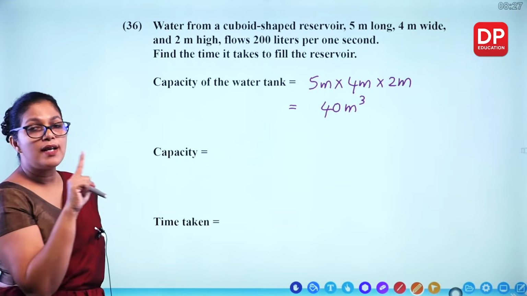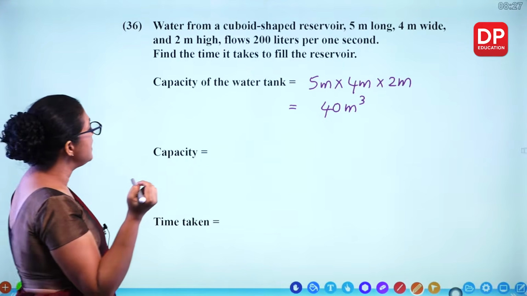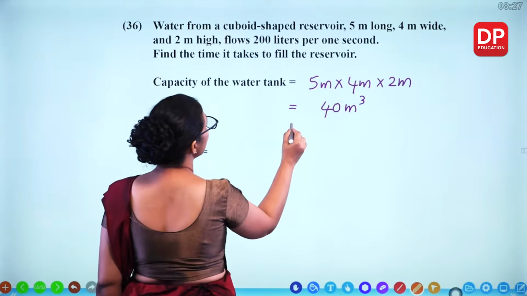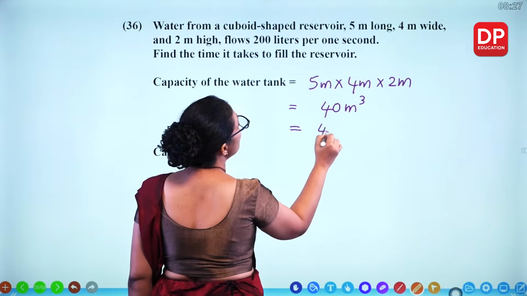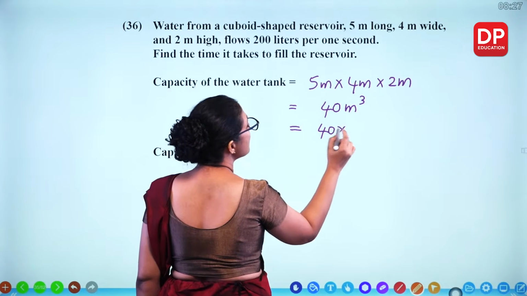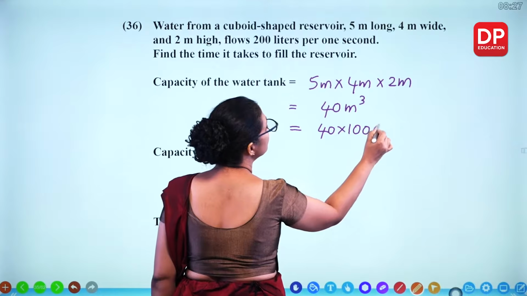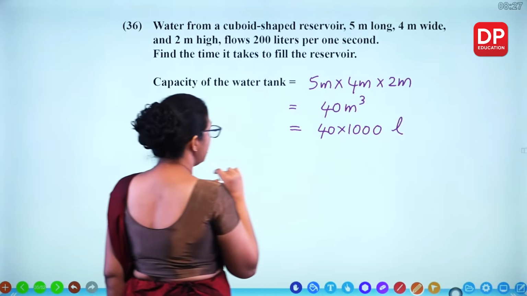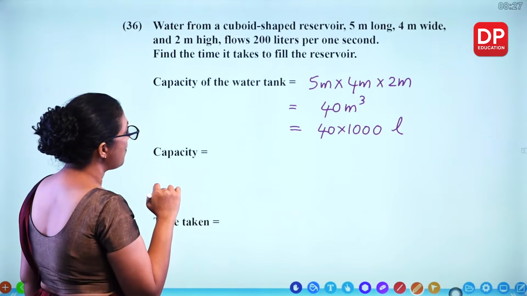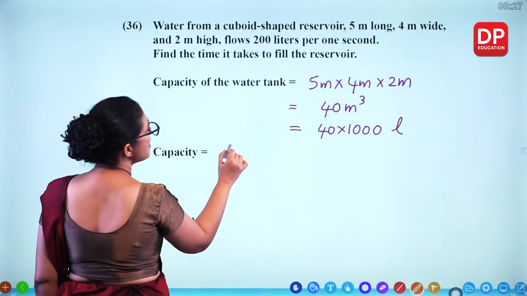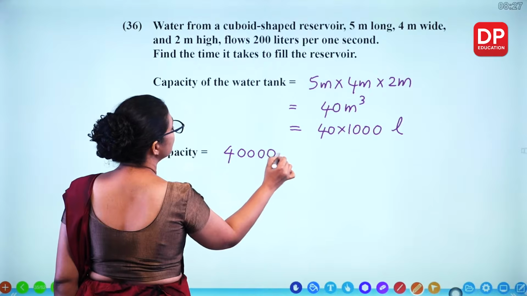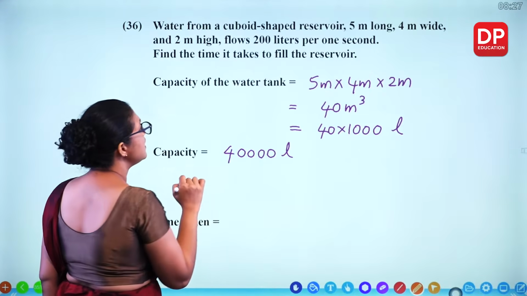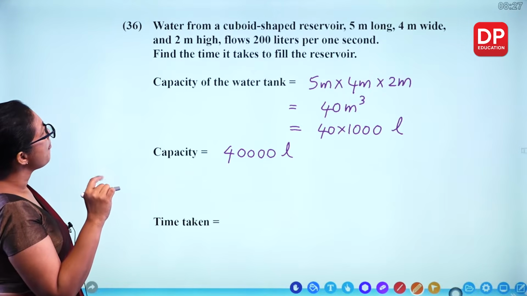But this is given in liters. So how many liters? 40 multiplied by 1000. That's in liters. So what's the capacity in liters? 4 with 4 zeros. 40,000 liters.